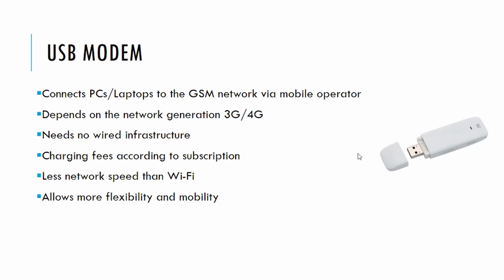It has less network speed than the Wi-Fi, and it uses more power of the mobile device, such as the laptop or smartphone, more power than the Wi-Fi. It allows more flexibility and mobility since it can be connected anywhere covered by the mobile network and the mobile operator, and it can be connected through streets and through remote areas just covered by the mobile network operator.